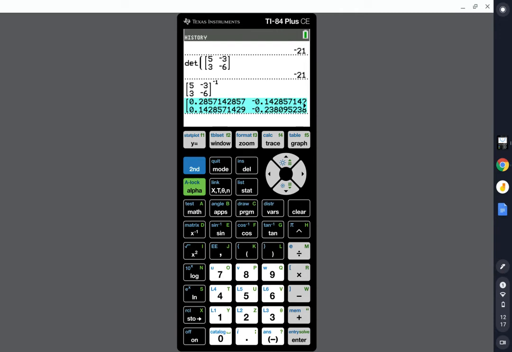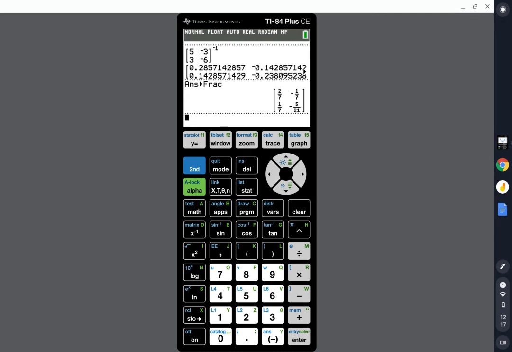A couple things I can do. If I push enter, remember we said it wasn't doing much, but if I push answer, it'll store my matrix as an answer. And if I want to, especially if I'm having to type it into Delta Math, I can push math, triangle, frac, and it'll print it for me with fractions rather than with the decimals. Also especially helpful because I can't always read all of it, especially if I do a 3 by 3.